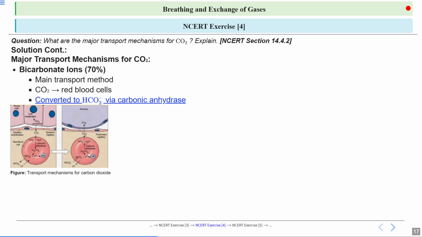It joins as H2CO3. Now, this is a reversible reaction in the presence of carbonic anhydrase. This H2CO3 is again broken down into carbon dioxide and water. This carbon dioxide is expelled from the RBC and reaches the alveolar region based on the concentration gradient. So in this way, carbon dioxide is transported by conversion into HCO3. This is very, very important.